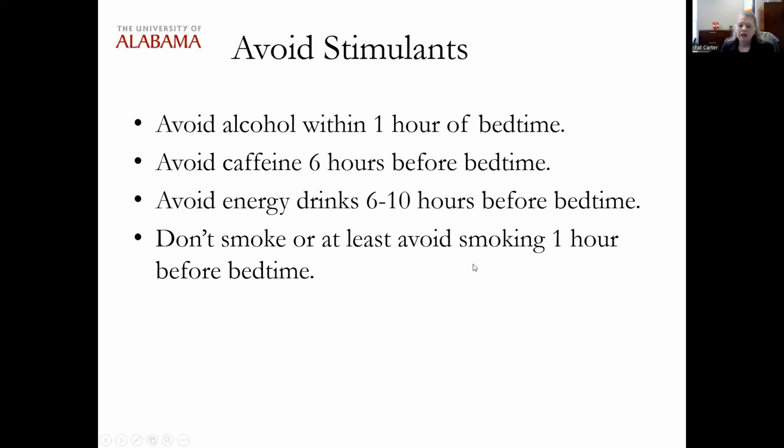And don't smoke at least an hour before bedtime. Smoking here, we're looking at nicotine and its ability to sort of wake you up. And we're also looking at the impact of the irritation in your respiratory system from smoking. So better to quit altogether. But if you are smoking, then it's better to try to avoid doing it at least an hour before bedtime.